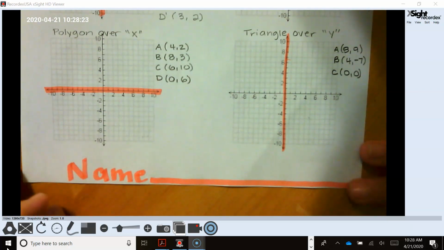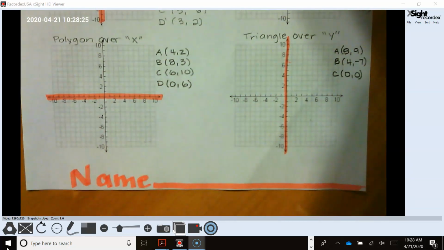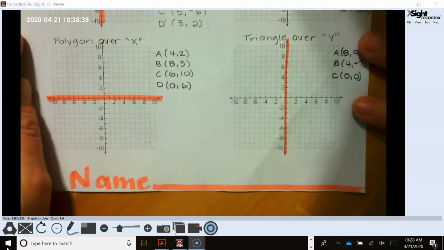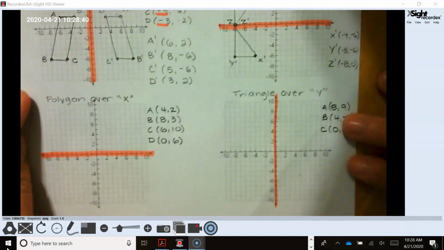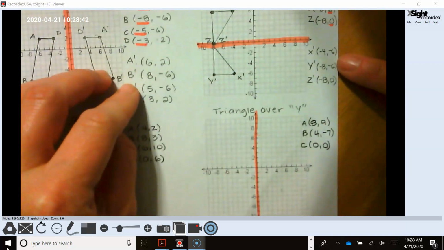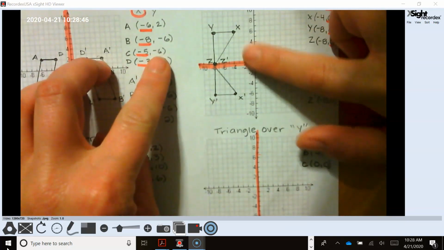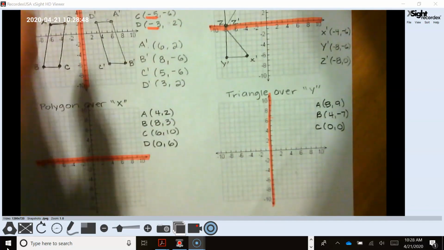Put your name down there somewhere at the bottom. Take a picture of those 2 and send it to me with an email so that I can see you're getting the hang of reflecting points. And when you do your reflections, make sure you show the location of your prime points and label them up here on your coordinate grids like we did, so that your work is neat and organized and easy to follow.